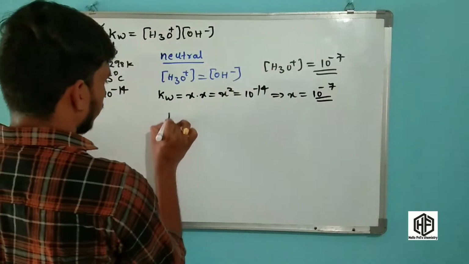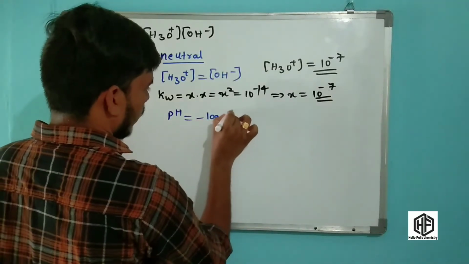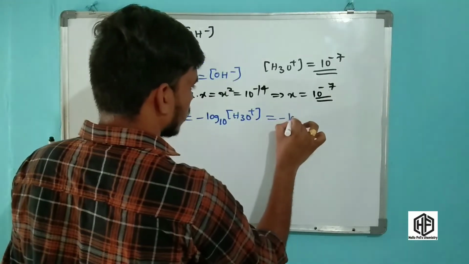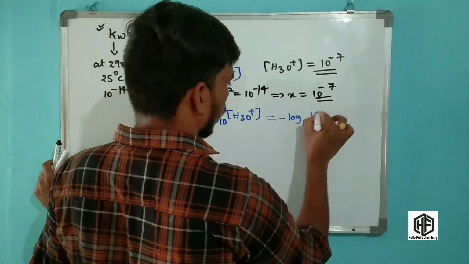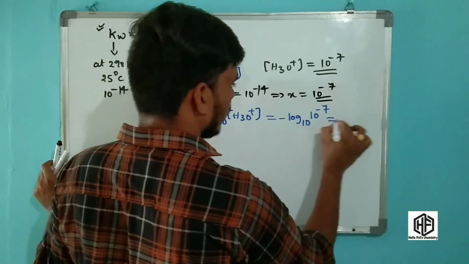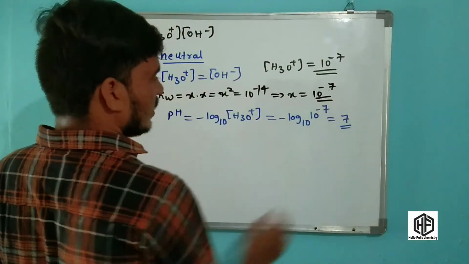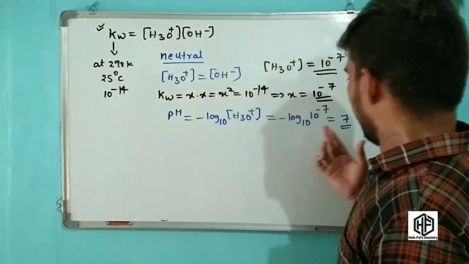pH is equal to minus log base 10 of the concentration of hydronium ion, which is equal to minus log base 10 of 10 to the power of minus 7. It means this value is 7. Friends, the pH of a neutral solution is 7. This is clear, friends.